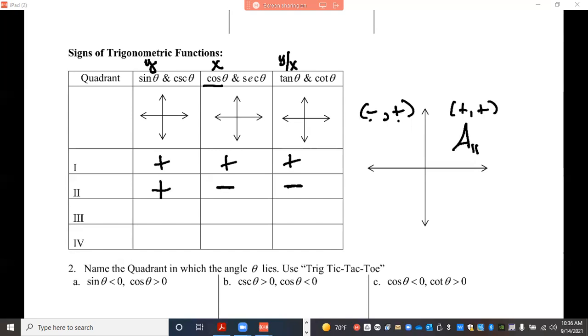So I'm going to put an S here to help us remember that sine is the only one that's positive. Again, this is telling us what's positive. And I'm going to put a quick little saying here. I'm going to call this students.